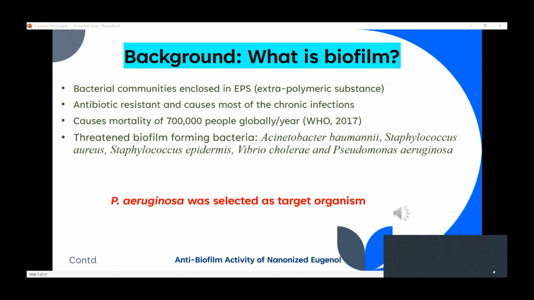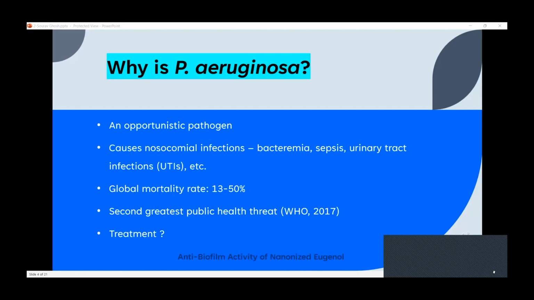Some of the clinically relevant biofilm-forming pathogens are Acinetobacter baumannii, Staphylococcus aureus, Staphylococcus epidermidis, Vibrio cholerae, and Pseudomonas aeruginosa, out of which Pseudomonas aeruginosa was selected as target organism for our study. But why? Pseudomonas aeruginosa is an opportunistic pathogen. It causes various nosocomial infections like bacteremia, sepsis, urinary tract infections, etc., especially in immunocompromised individuals with cystic fibrosis, burn wound, and organ transplantation. Its global mortality rate is about 13 to 50%, and WHO considered the pathogen as a greatest public health threat. That's why its treatment strategy is needed urgently.